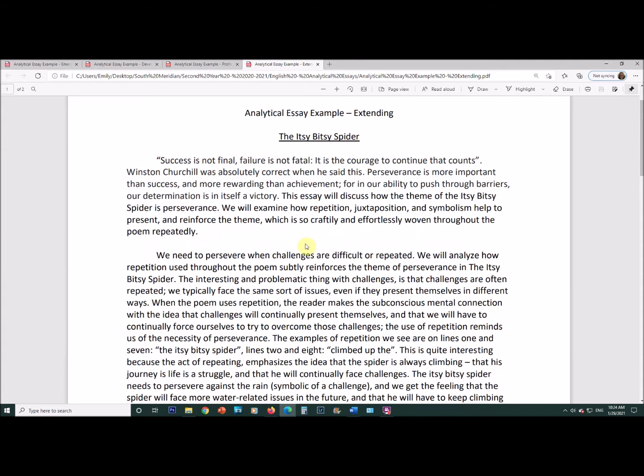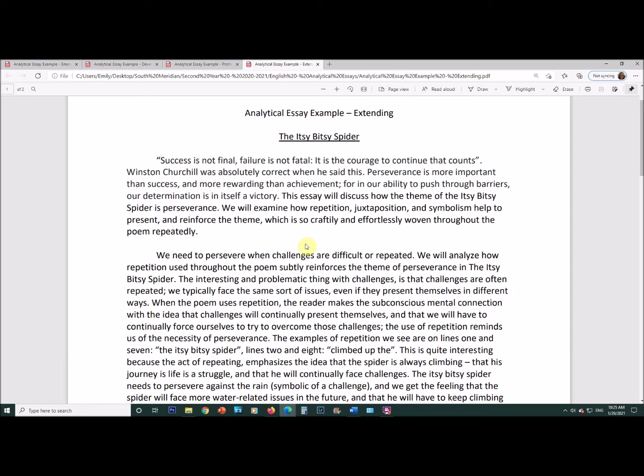So this is kind of the best that I would expect you guys to be able to write in grade 6, 7, 8. So, success is not final. Failure is not fatal. It is the courage to continue that counts. Winston Churchill was absolutely correct when he said this. Perseverance is more important than success and more rewarding than achievement. For in our ability to push through barriers, our determination is in itself a victory.